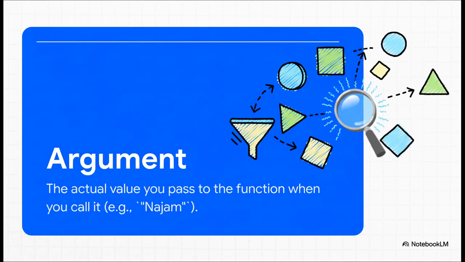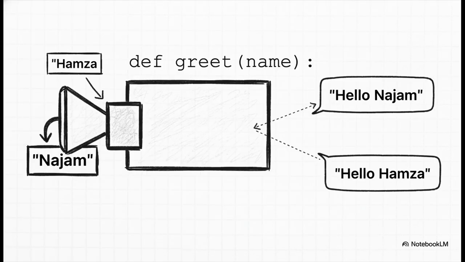And the actual data that you put into that slot when you use the function, that's called an argument. So the parameter is the placeholder, like name. The argument is the real deal, the actual value, like the string Najam. And check this out. This is what it looks like in action. We've upgraded our greet function so that it now accepts a name parameter. So now, when we call it, we pass in an argument like Najam or Hamza. The function takes that argument, plugs it in as the name, and now we can greet anyone we want with the exact same block of code.